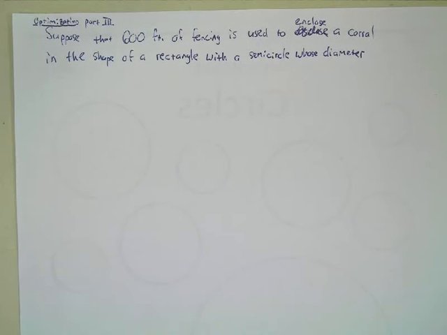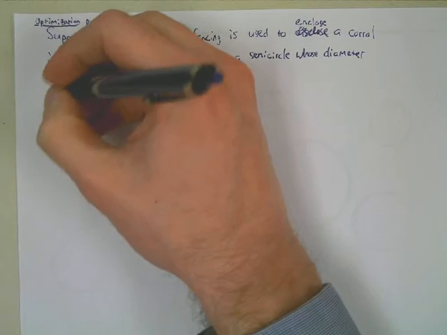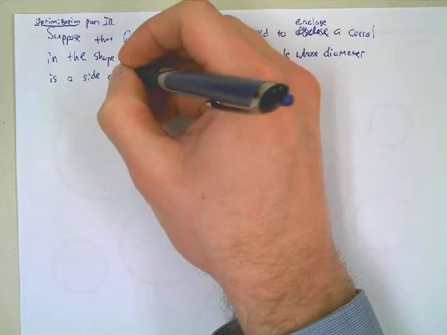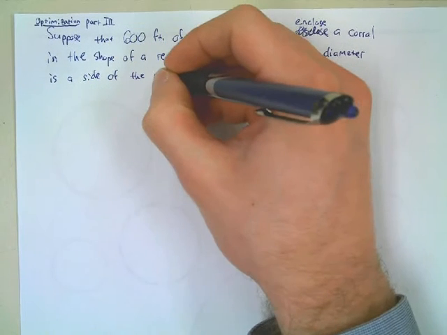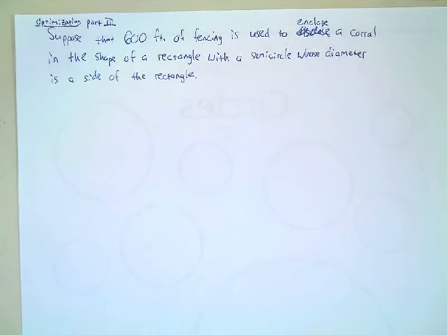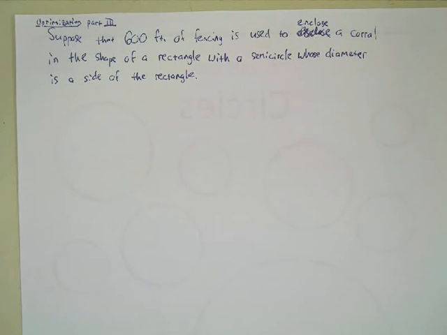In the shape of a rectangle with a semicircle whose diameter is the side of the rectangle. It doesn't make sense, because if you make a semicircle the side of a rectangle, it's no longer a rectangle. It's a rectangle with a semicircle attached to it. It's like a rectangle and then like this.